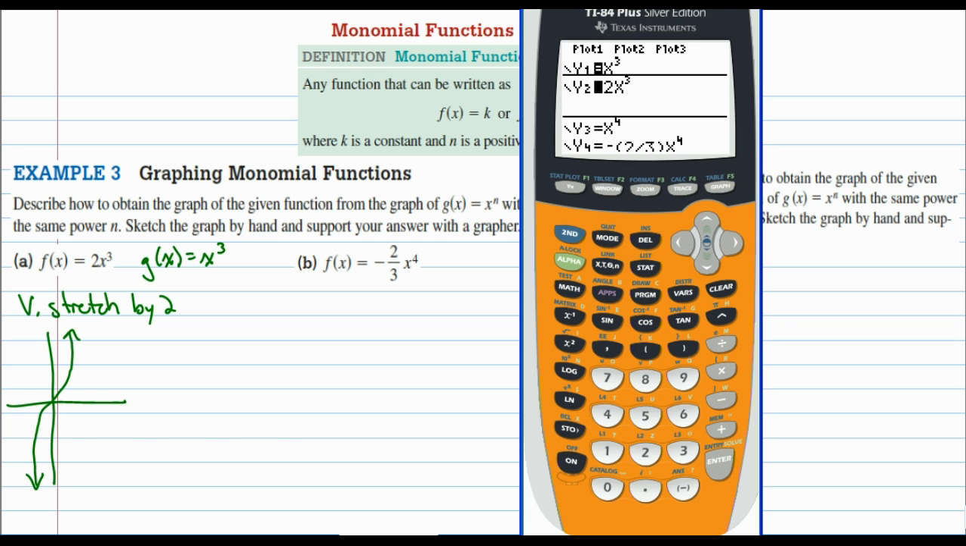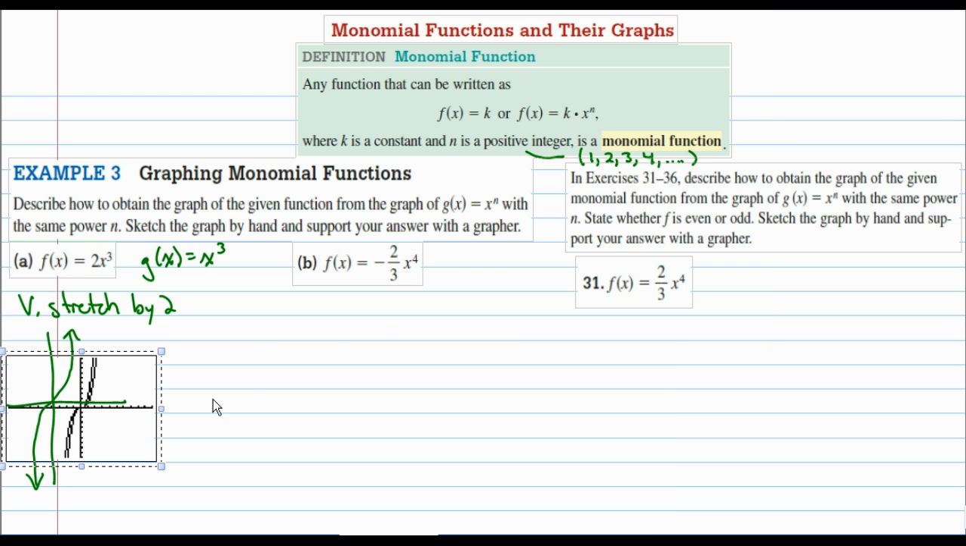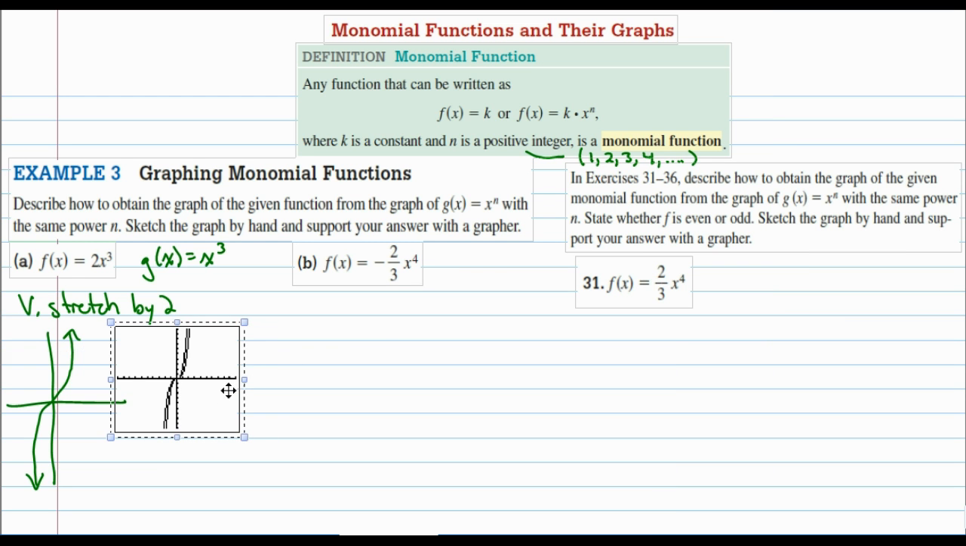So now let's graph. I put in y1 my x cubed graph, in y2 my 2x cubed graph to make sure that my graph should have looked a little bit taller and skinnier. There's regular x cubed, and then there's my 2x cubed. So I was correct.